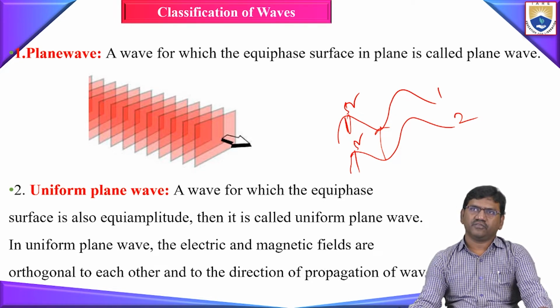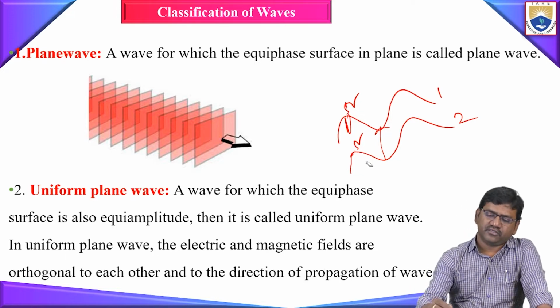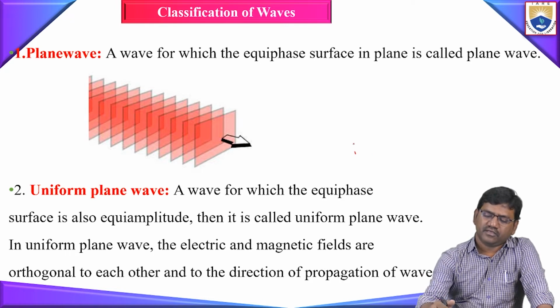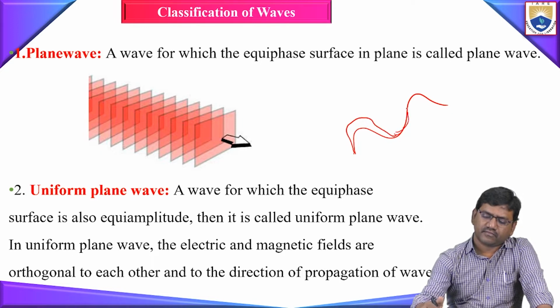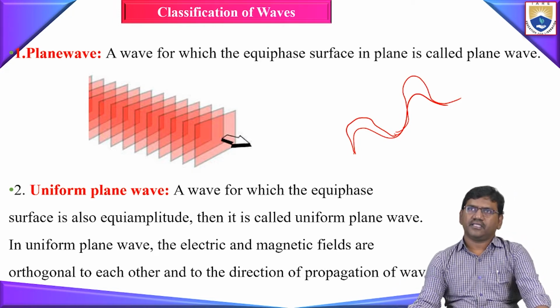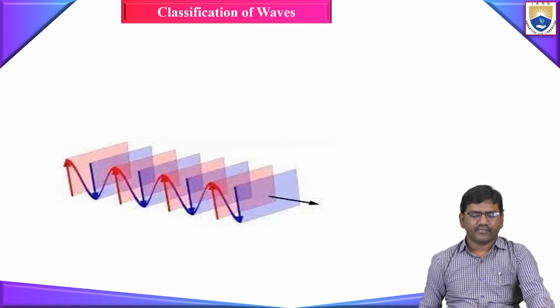If the phase of the two waves is the same and at the same time both have equal amplitude, we call it a uniform plane wave. You can see here this is one wave and this is another wave. Here the phase is the same and the amplitude is the same. We call it a uniform plane wave.